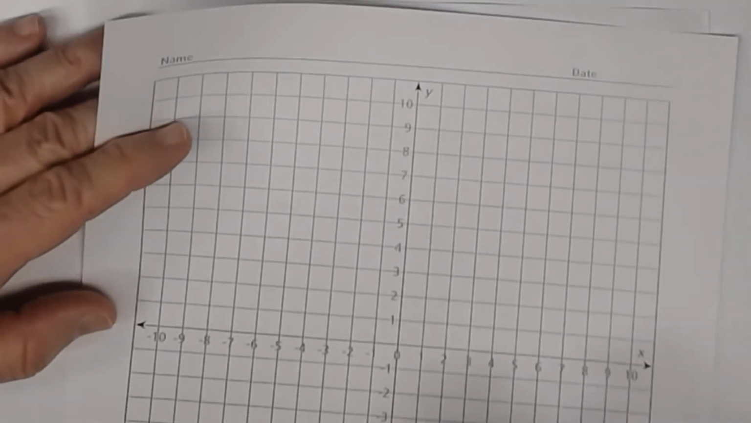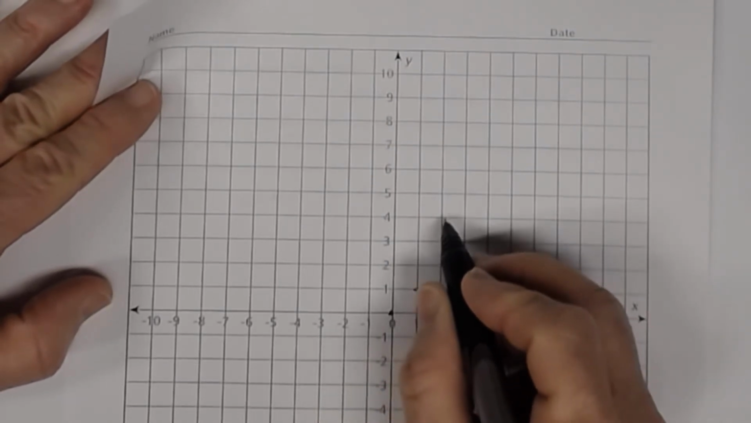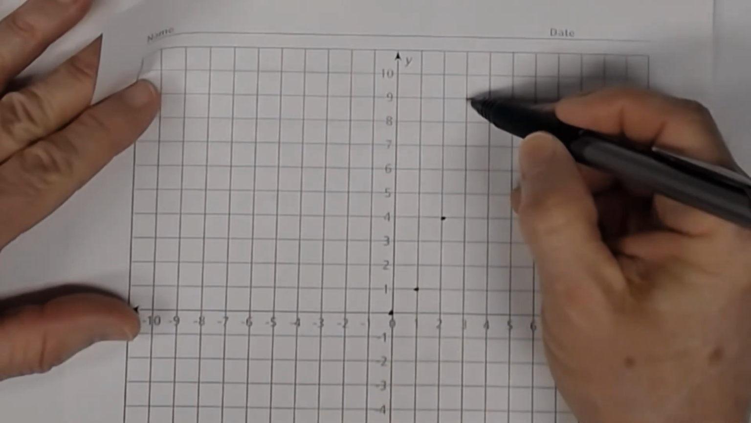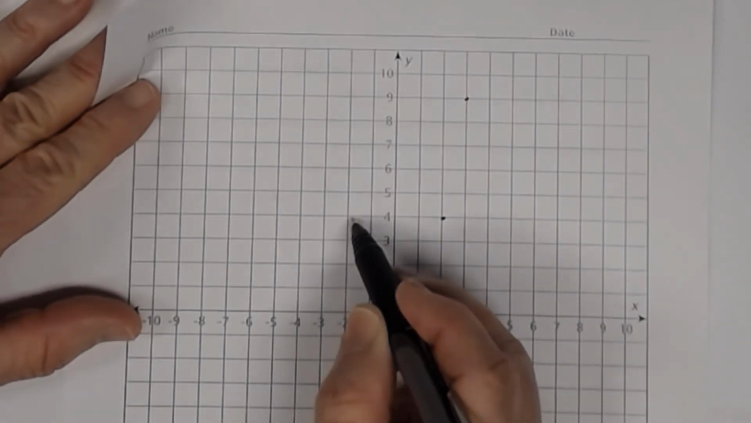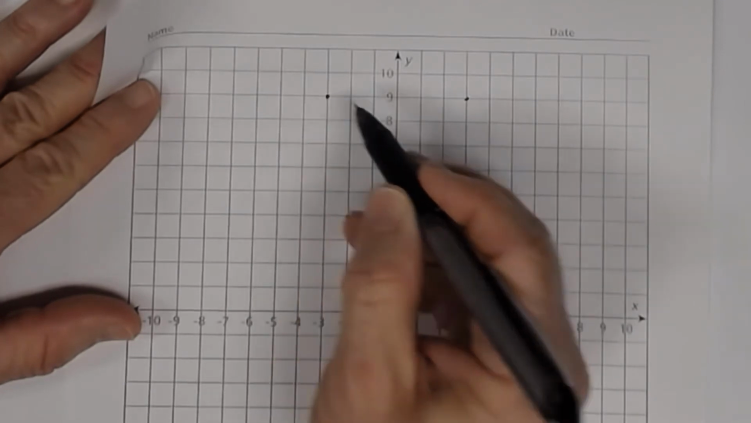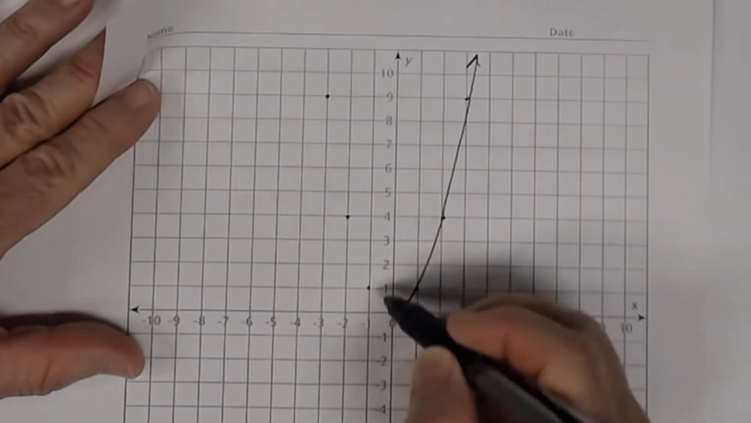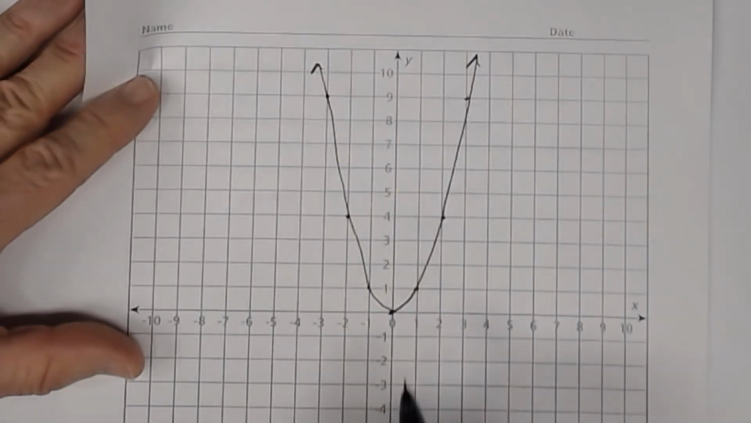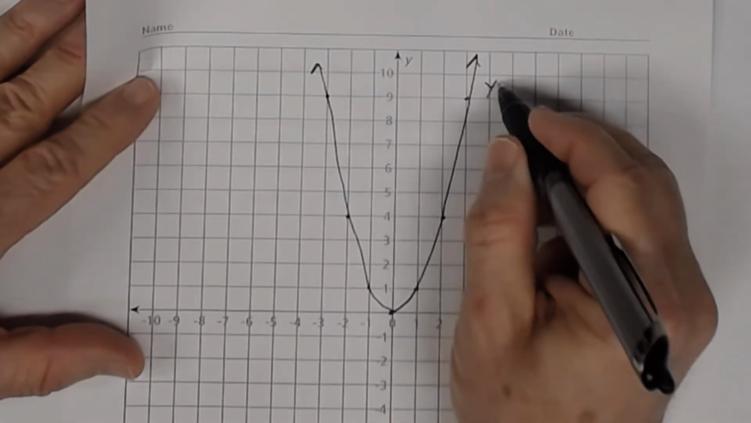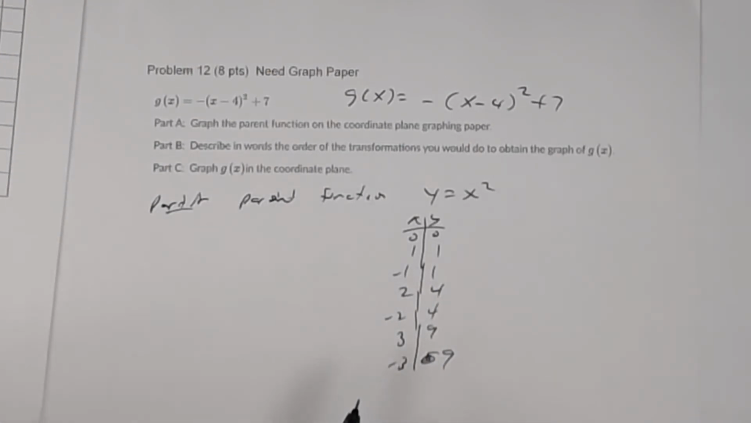So when I graph the parent function, I get this. So I get (0, 0), (1, 1), (2, 4), (3, 9). Same thing here: (-1, 1), (-2, 4), (-3, 9). And so now I get something like this on this side as well. Okay, so that's your parent function. That's part A. So that's what you have to do. y equals x squared.